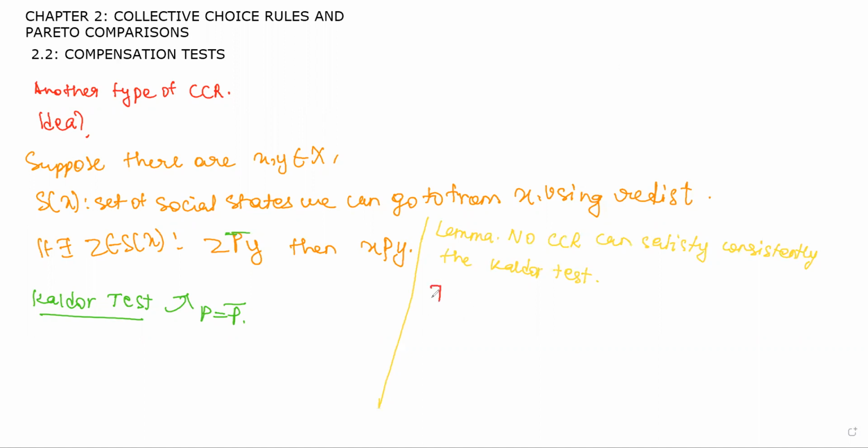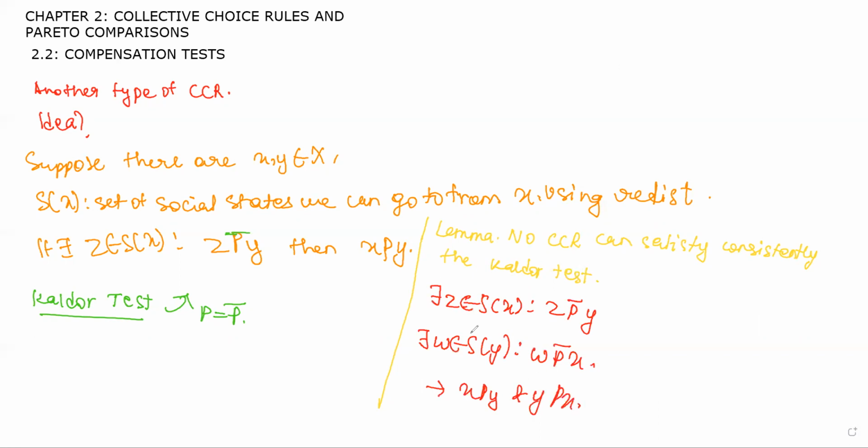This is simple. There exists Z belongs to S of X such that Z P bar Y, and there exists W belongs to S of Y such that W P bar X. Then X P Y and Y P X, and nothing precludes Z and W from existing. So therefore, Kaldor test gives us an inconsistency, which is of course a sad result.